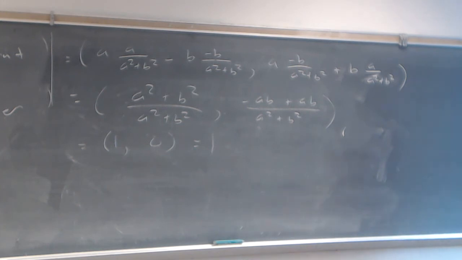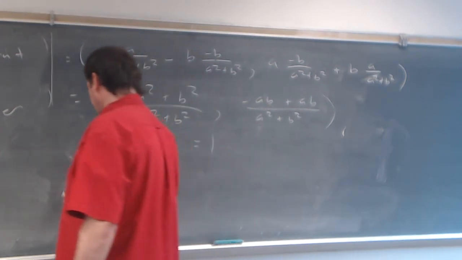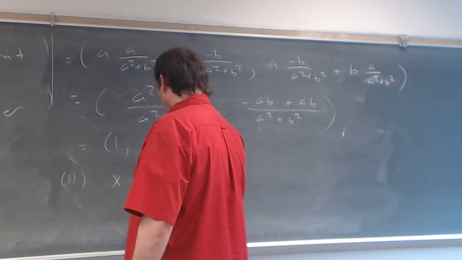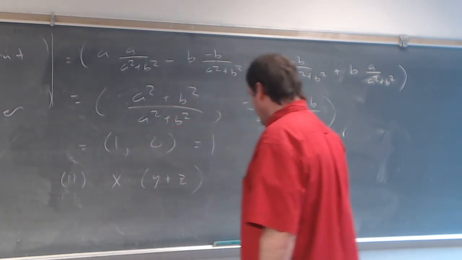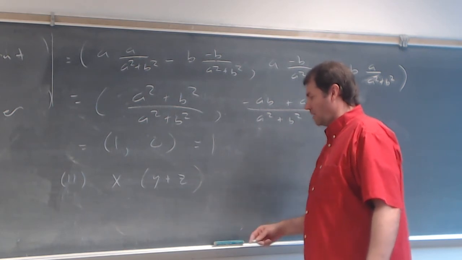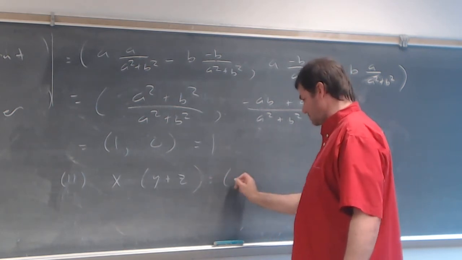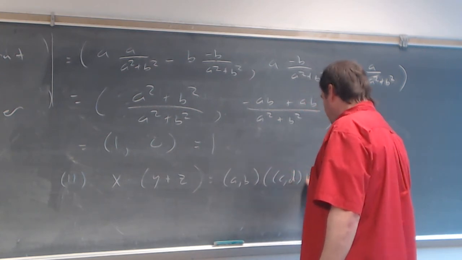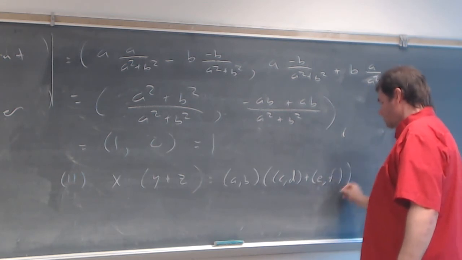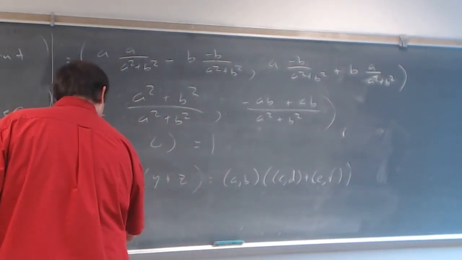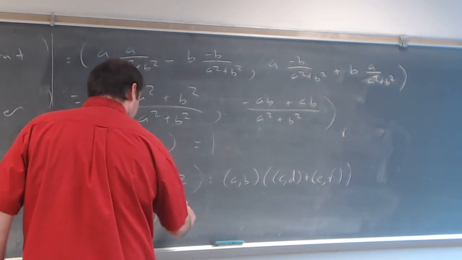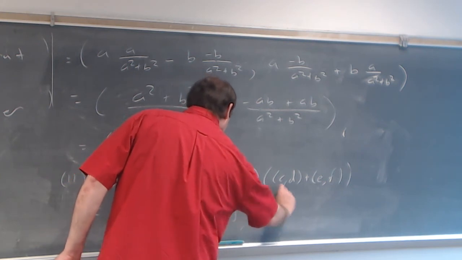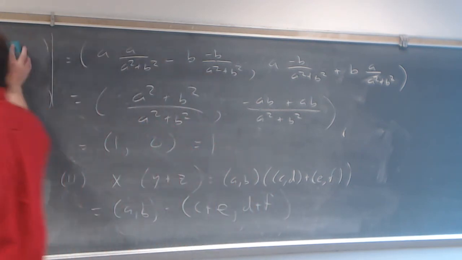Okay. And then lastly, we need to show the distributive property. So we're going to look at x times y plus z, and we want to show that's equal to x times y plus x times z. Well, that's going to be equal to AB times, this was CD plus EF, add those together, that's equal to AB times, this was C plus E, and then D plus F is the second coordinate. We need to do this multiplication.